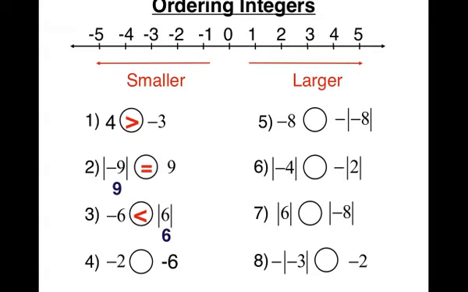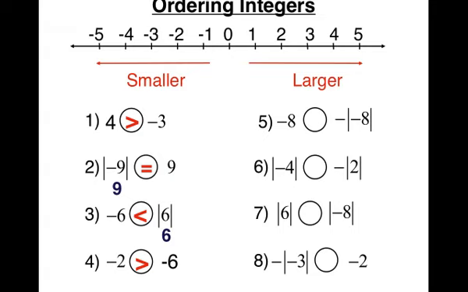Number 4, negative 2, negative 6. The farther it is from 0 when it's a negative, the smaller it is. So negative 2 is bigger than negative 6. Or the farther to the right the number is, the bigger it is. What you do, if you haven't already done so, would you do the other 4 problems? And let's see if you get the same answer as I do.